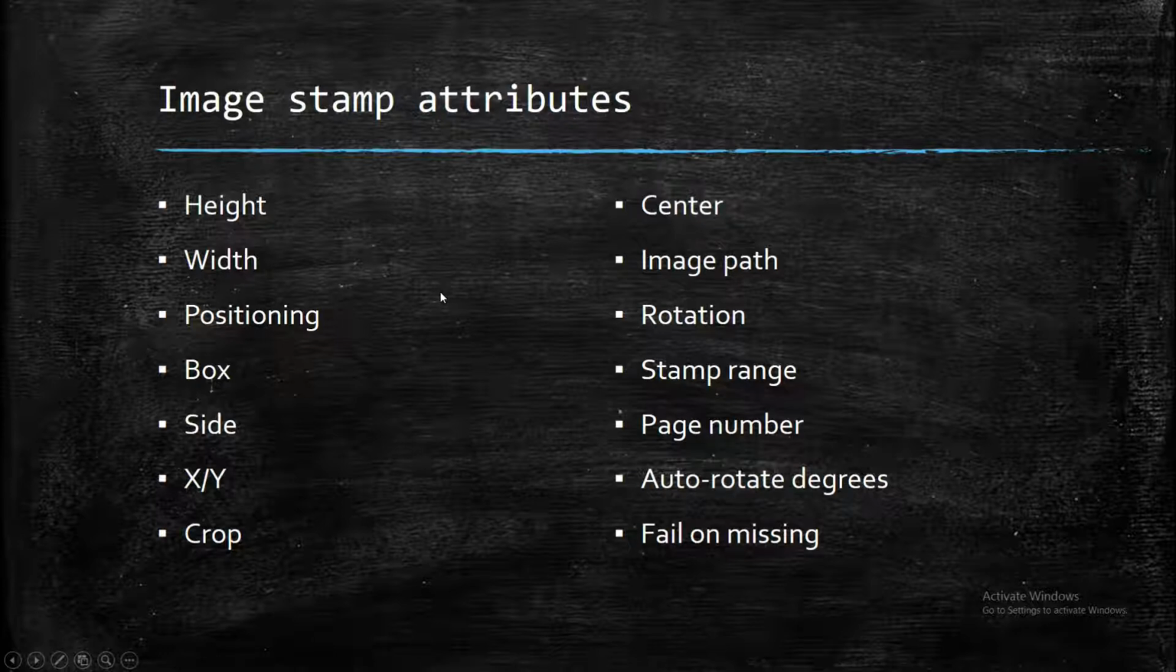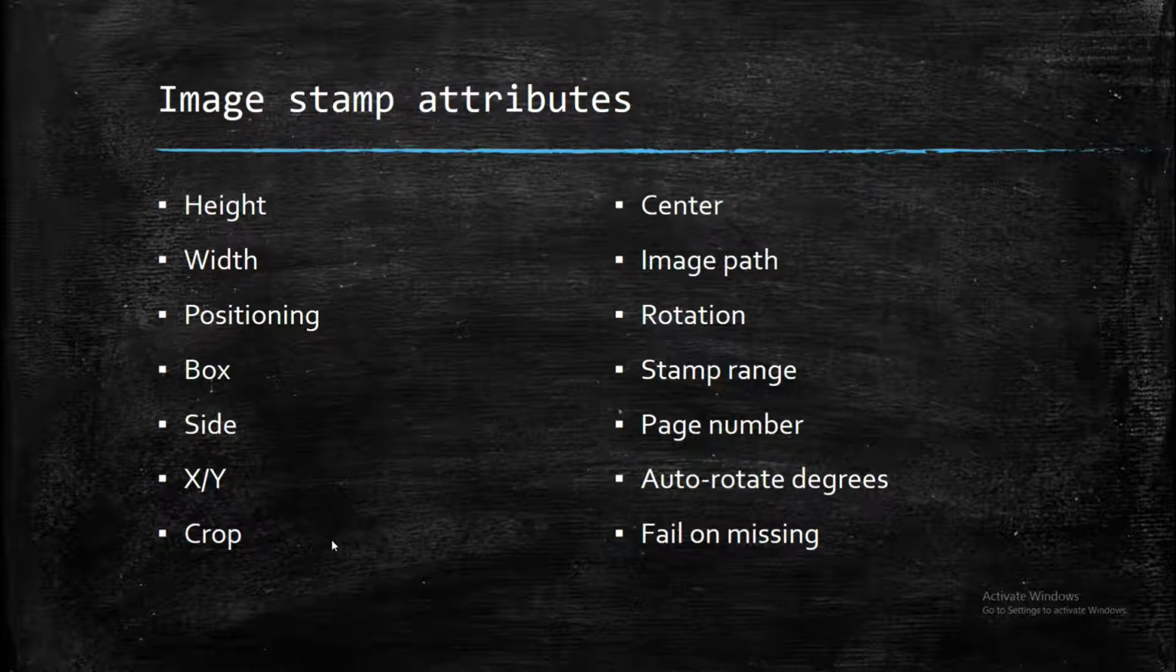Now, when we're working with image stamps within the layouts, these also have several attributes, just like the other elements we've worked with, and just like the other elements, you have seen many of these attributes already. So with an image stamp, we can specify width and height. Those are fairly straightforward. And then positioning, box, side, X and Y, we've all seen before. And these attributes work exactly the same with an image stamp as they did with the barcode stamps and text stamps. Now, a couple new attributes that we have with image stamps are crop and center.